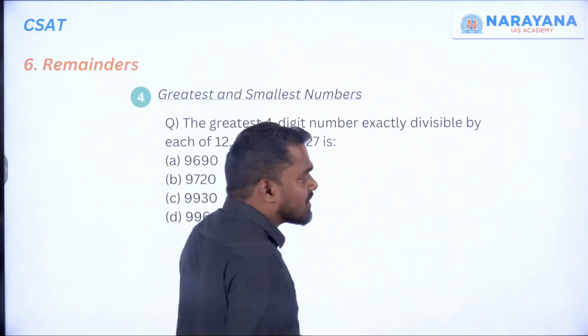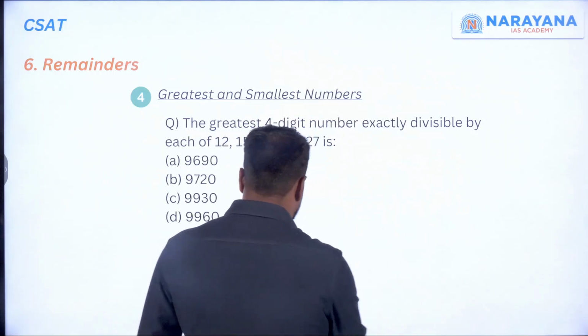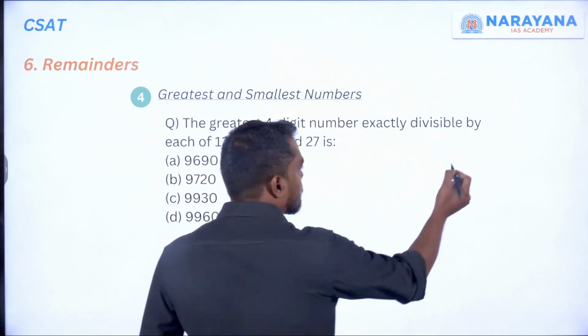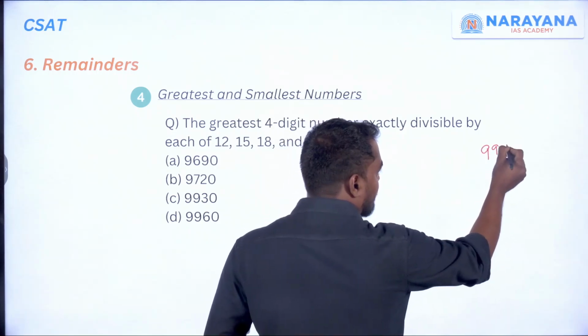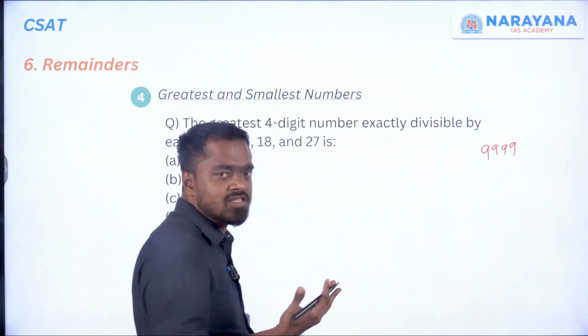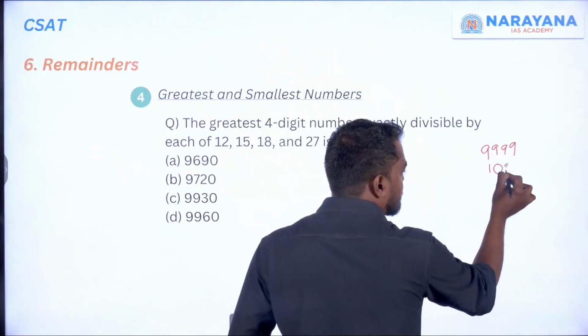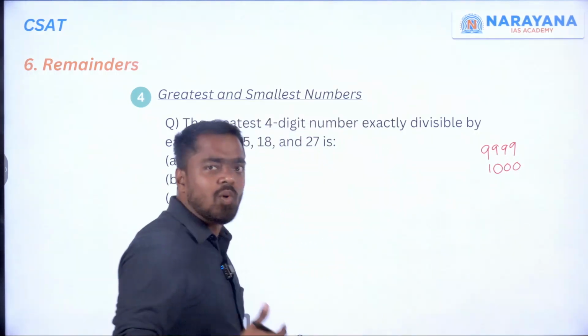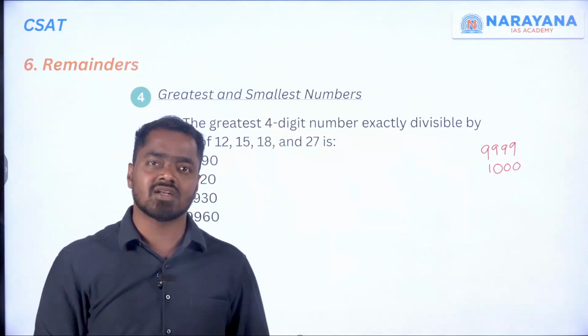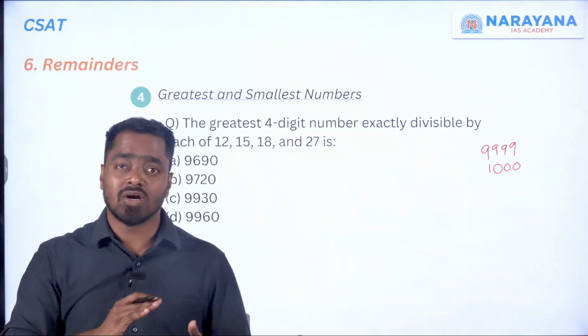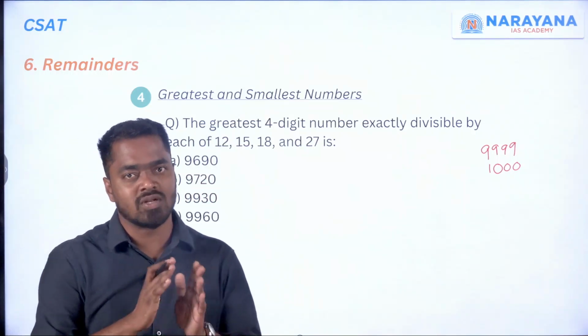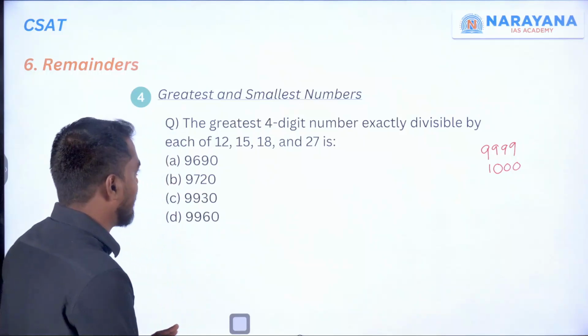So normally, what is the greatest 4-digit number? That is nothing but 9999, the highest 4-digit number. What is the smallest 4-digit number? That is 1000. What is the highest 3-digit number? 999. What is the smallest 3-digit number? 100. This all we knew, right?